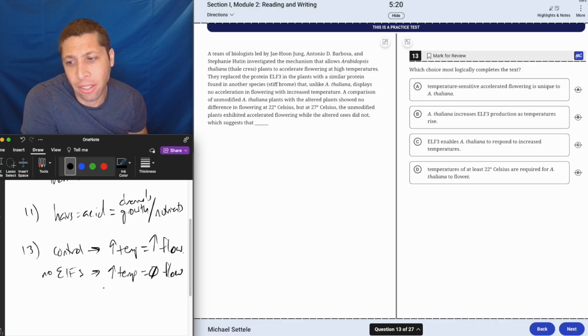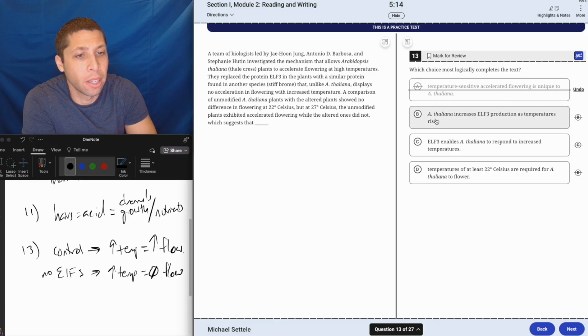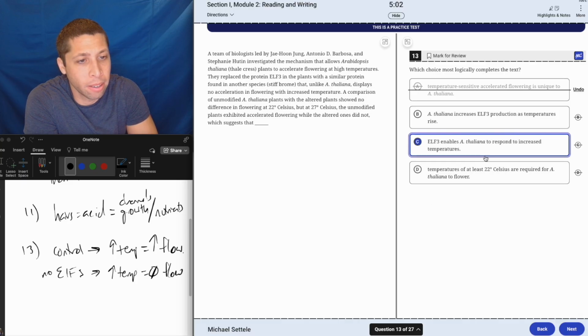This suggests that temperature sensitive accelerated flowering is unique. No, it could. This is just no. It's not unique. Eighth line, increases ELF presence as temperatures rise. I don't know if they can do that. ELF3 enables this thing to respond to increased temperatures. Yeah, right? Because if you take it away, it doesn't respond to temperatures, no. So it's this.